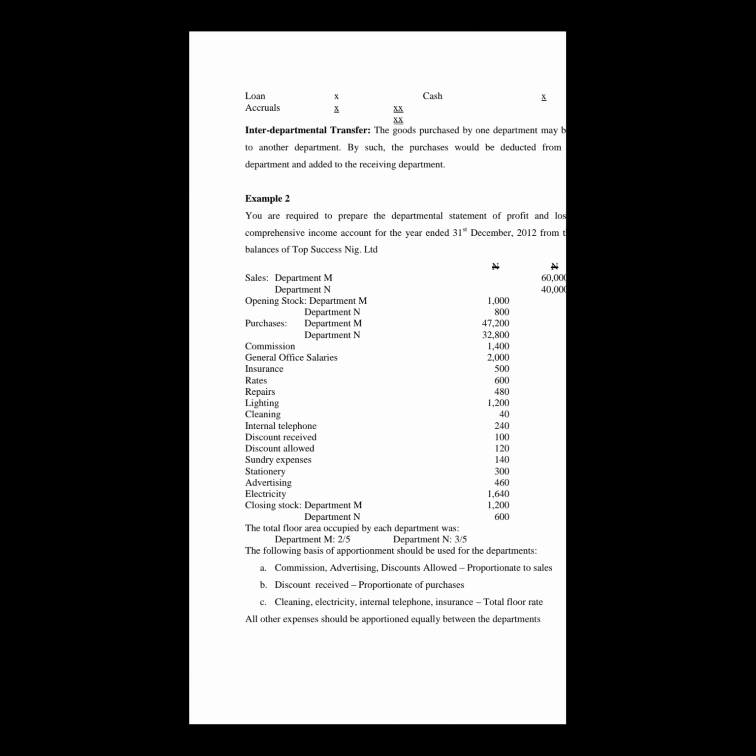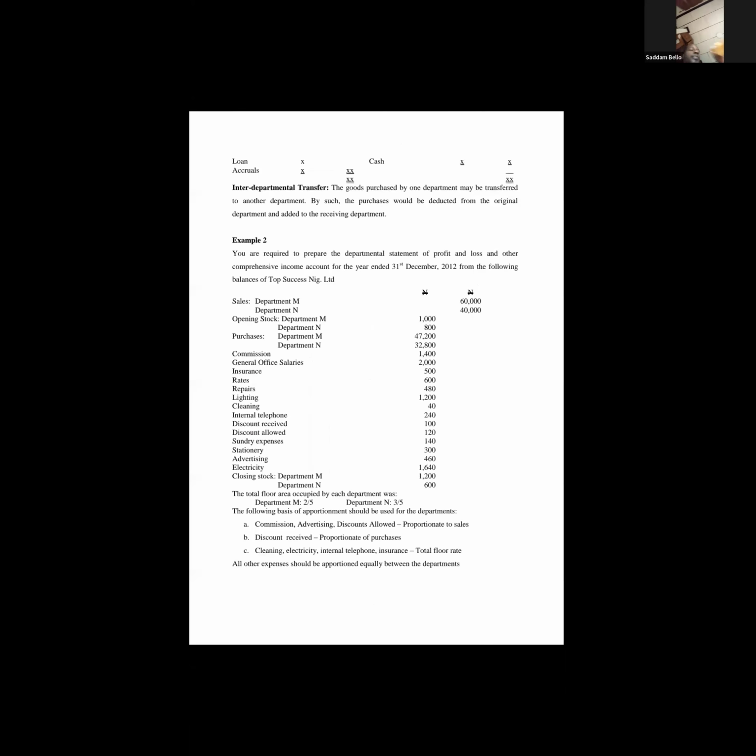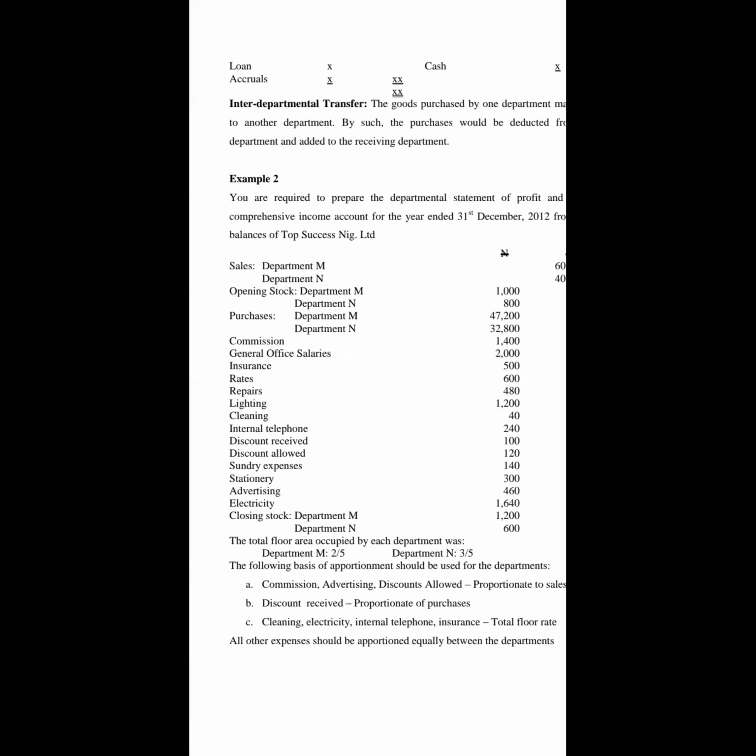Our advice is we start from this, what do they call it? Commission. Can we see the commission? Hello? Yes, we can. They said commission, advertisements, and discounts. Discount allowed should be proportionate to sales.